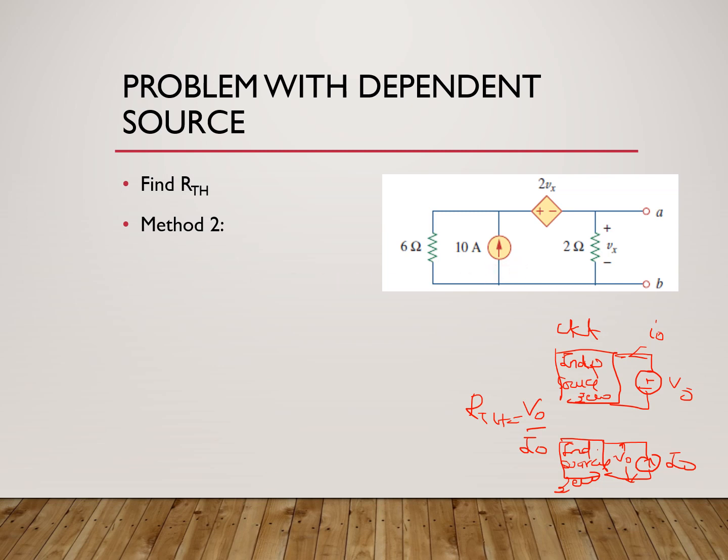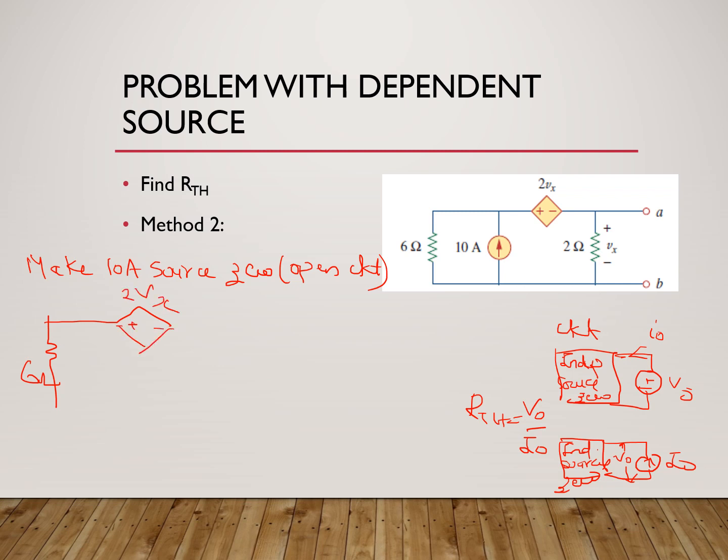So once we do that, what do we do? Make the 10 ampere source 0, that is, open circuit. So I have open circuited the 10 ampere source, and what remains is this 6 ohm. Now, the 10 ampere is open circuited, so I will be left with the plus or minus 2Vx source and this 2 ohm. So that is our Vx.